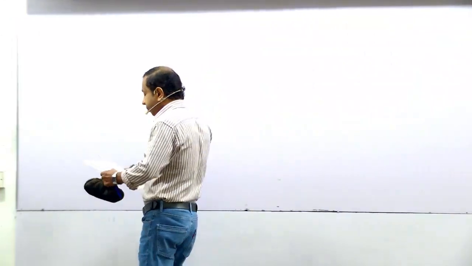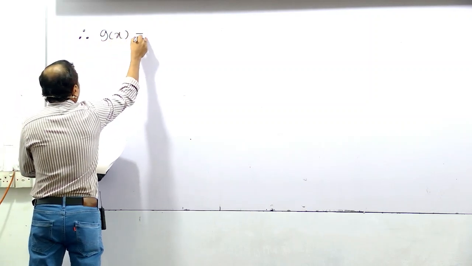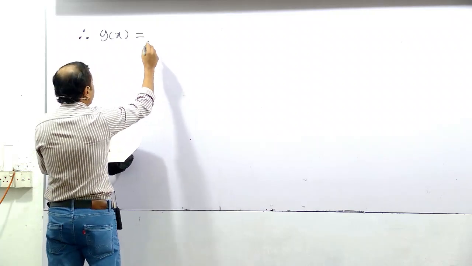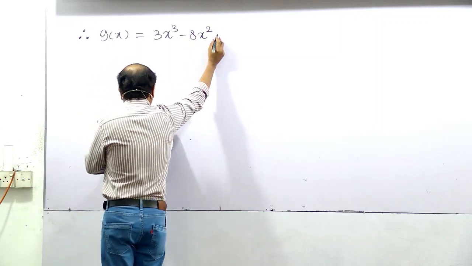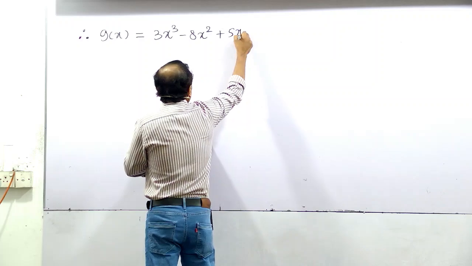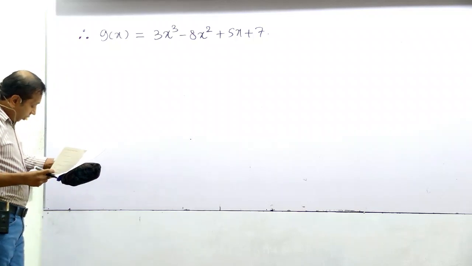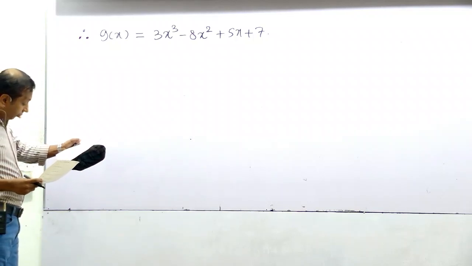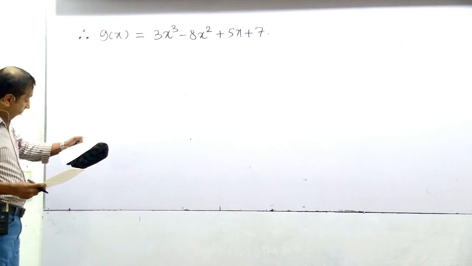Substituting for this p and this q, now we can write g(x). Right. I write here. Therefore, g(x), substitute for p and q. What do you get there? 3x cubed minus 8x squared plus 5x plus 7. This way we get g(x). Correct, no? Now what is asking next? Find the quotient and remainder when g(x) is divided by x squared plus 2.